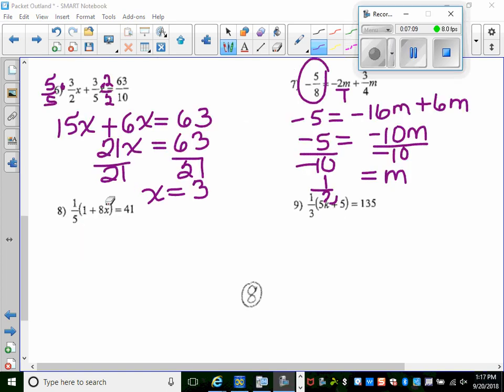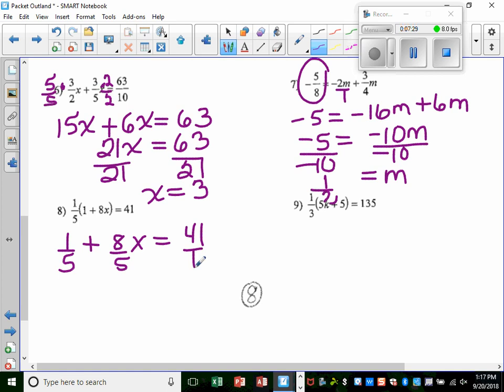All right, in number 8, we have to distribute this 1/5. So we're going to say 1/5 plus 8/5 x equals 41. So everything in here already has a common denominator except for the 41. Both of these have a denominator of 5. So when I put this over 1, I just need to multiply this last one by 5. So let's just go ahead and write these numerators down. I don't need to copy down the denominator.